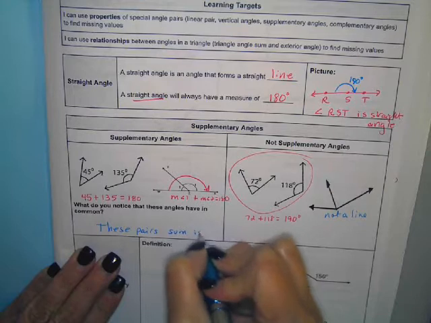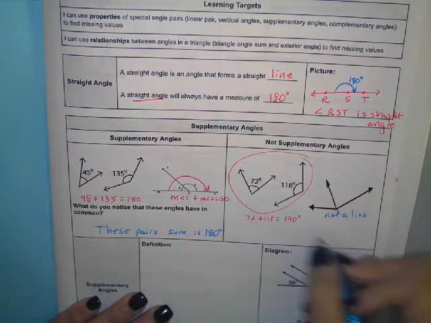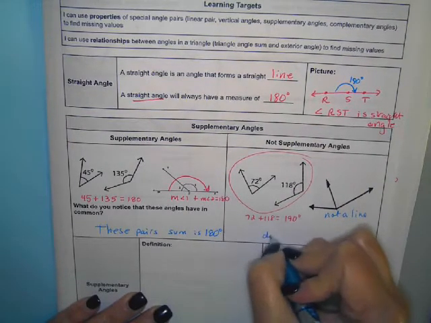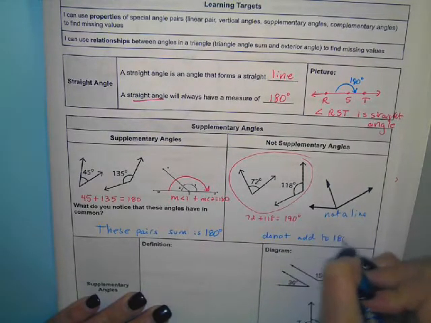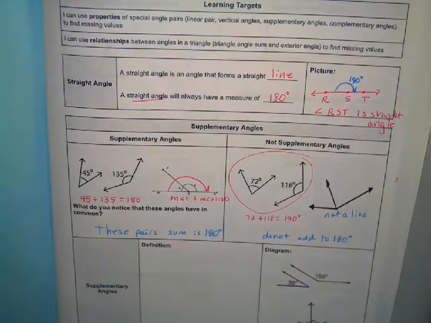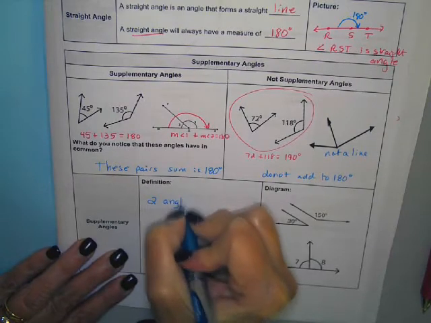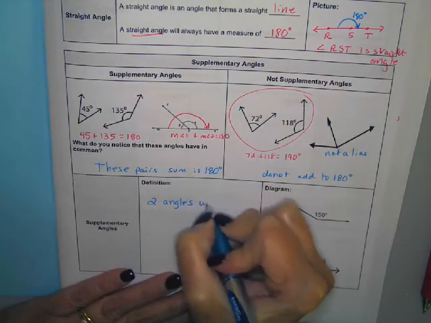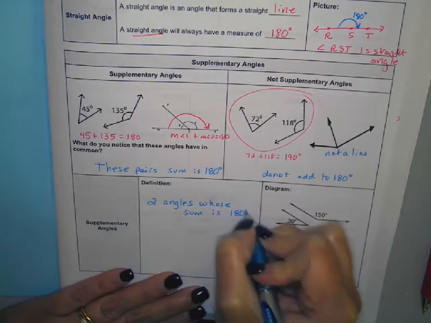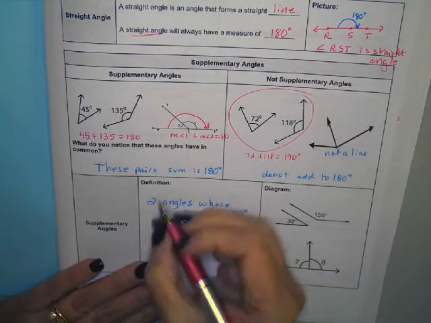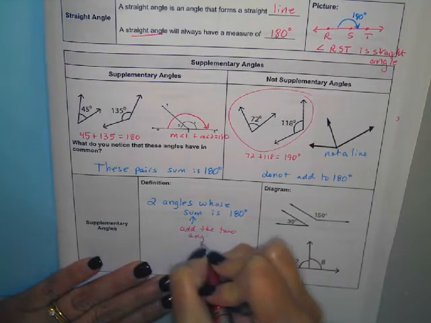sum is 180 degrees. Sum is when you add. Pairs mean two angles. These two do not add to 180 degrees. Therefore, the definition of supplementary angles is two angles whose sum is 180 degrees. Now remember, sum means to add the two angle measures.